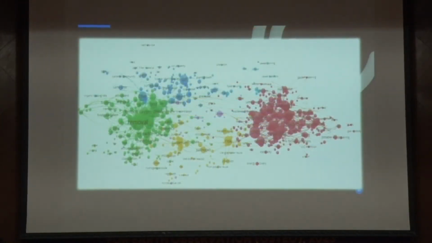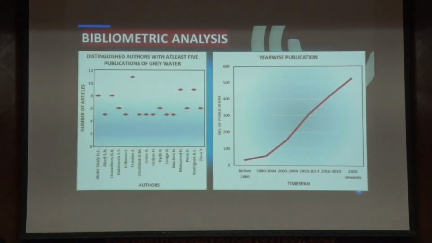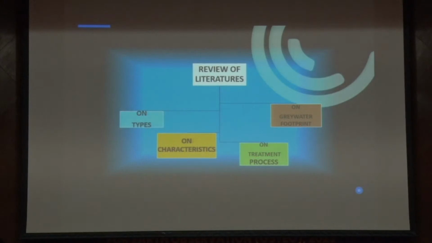This is the map which shows the concentration of keywords. This is a simple bibliometric analysis which shows the names of the authors who have contributed at least 5 papers in the field of grey water, and this right-hand diagram shows the trend over time of the concern about grey water reuse and recycling. Thus, this is my literature review work, which shows some categories of literature reviews.